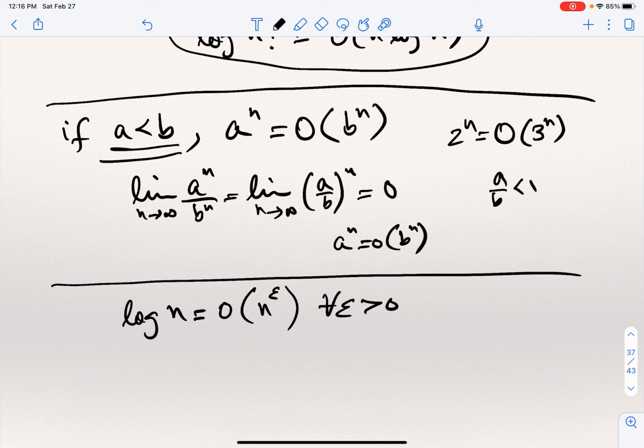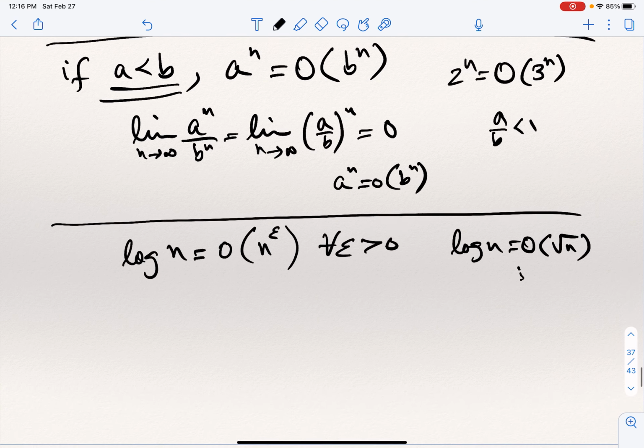So log n, for example, is O of the square root of n. Log n is O of the square root of n, and so on. This allows us to do that. And of course, log n is O of n and O of n squared, and so on.